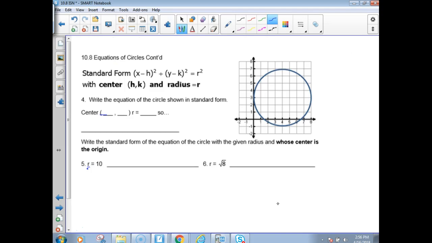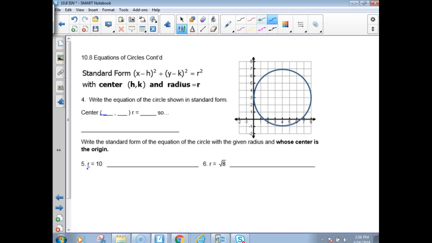Equations of circles continued. All right, now they're giving us a circle, and we need to write the equation. So we got our standard form with the center at h, k, radius at r. Write the equation of the circle shown in standard form.